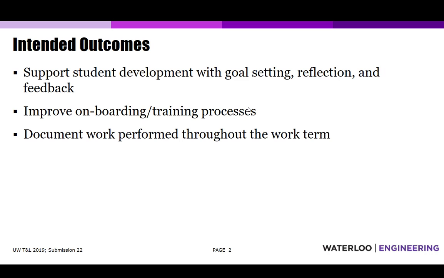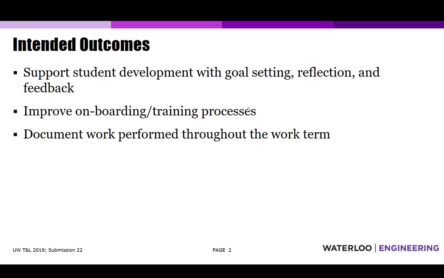So when I started this process, I had three outcomes in mind. I was hoping to support students as they develop over the 4-month work term that they're with me. I did that through some mutual goal setting, capturing their interests at the start of term. Part of that is also getting them to reflect on those goals at major checkpoints during the term, and me providing them feedback as the semester went along.